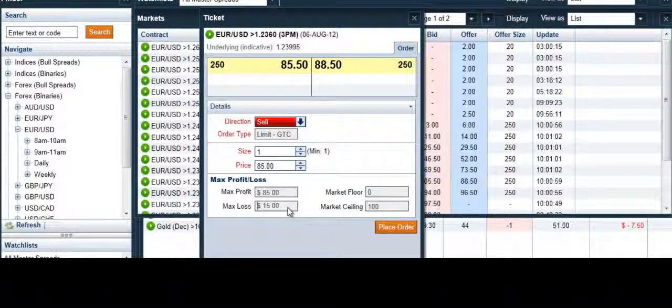Again, it's always going to be $100 or $0. But if it does fall 40 points, it only costs me $15 to win 100. So I'd get a 566% return on my money if that particular thing happens.